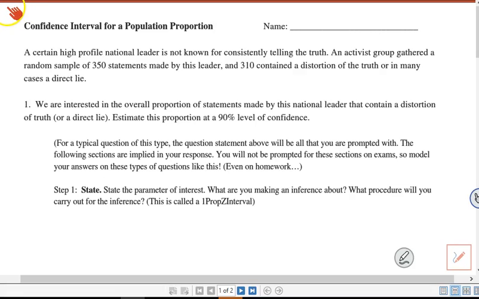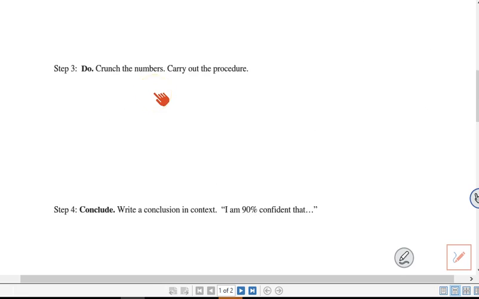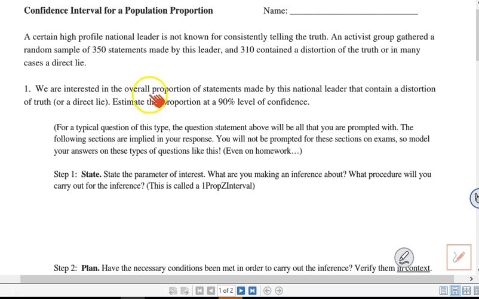This is a short little video covering how to calculate a confidence interval for a population proportion. We're going to use a four-step process with state, plan, do, and conclude. So first, we're going to read the context, and then we're going to state what we're about to do and the parameter of interest and things like that.